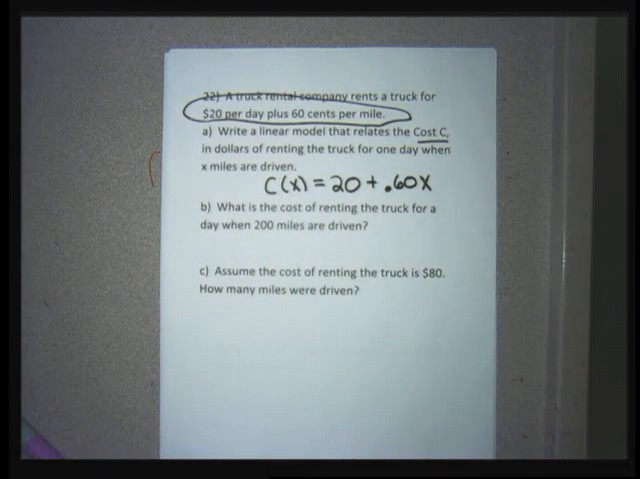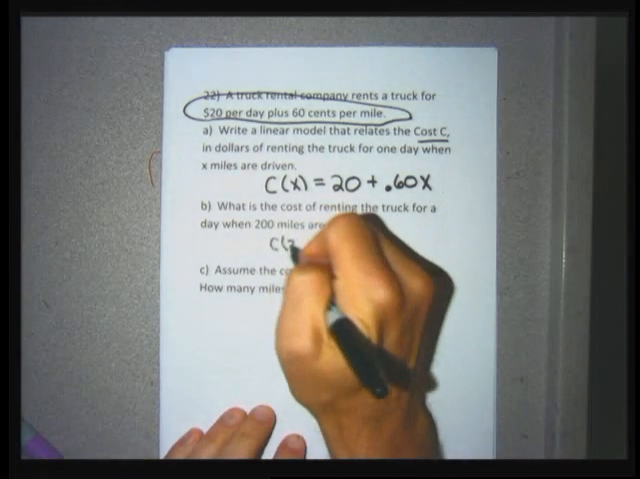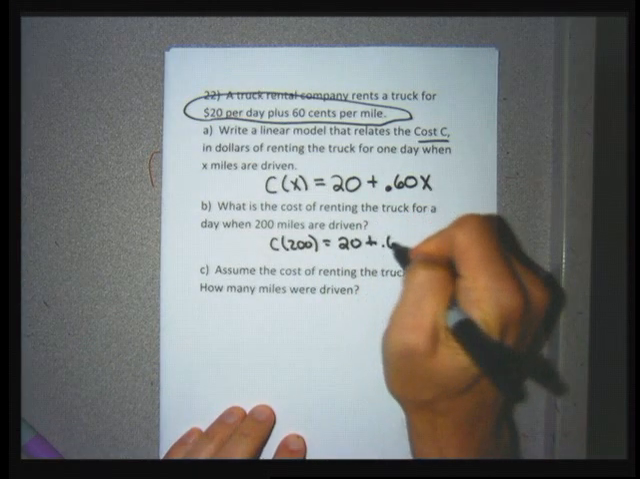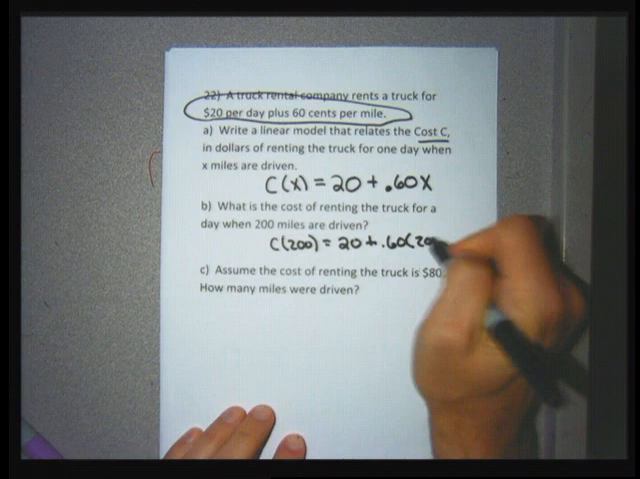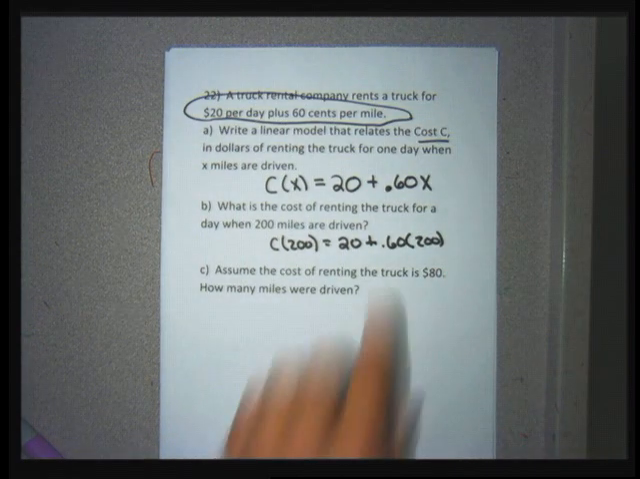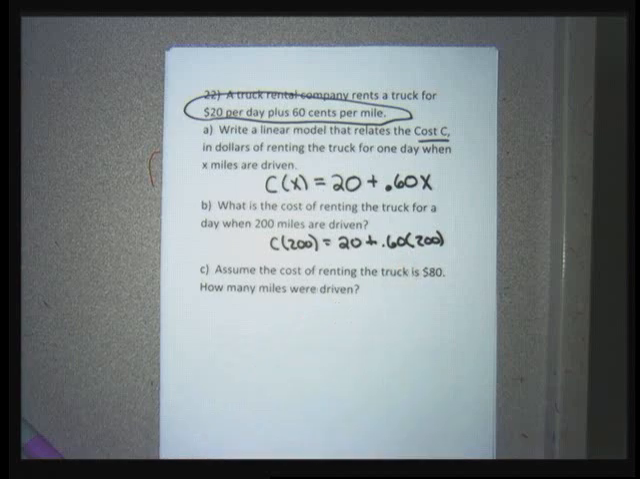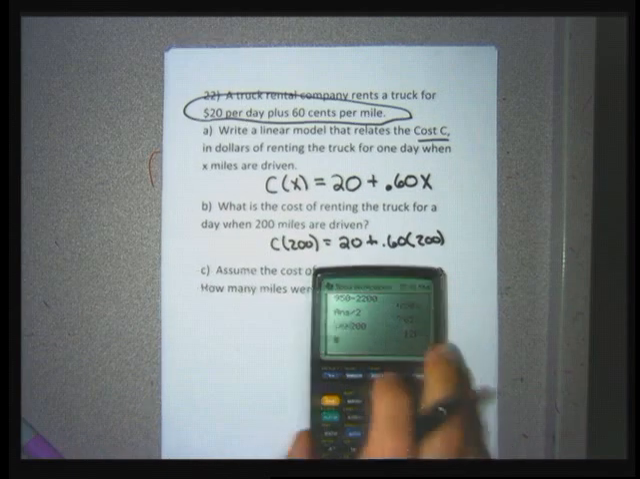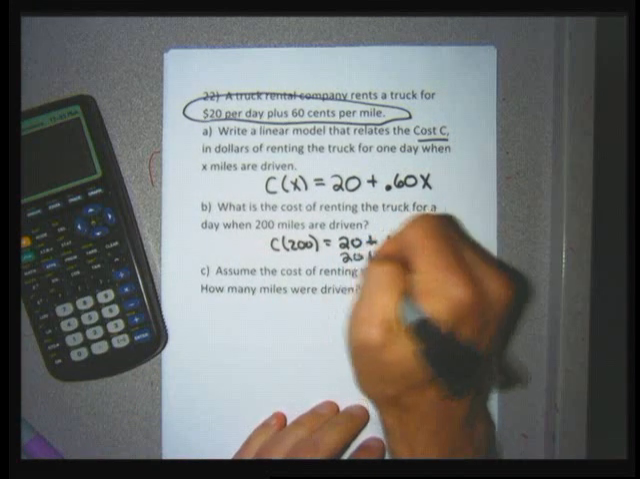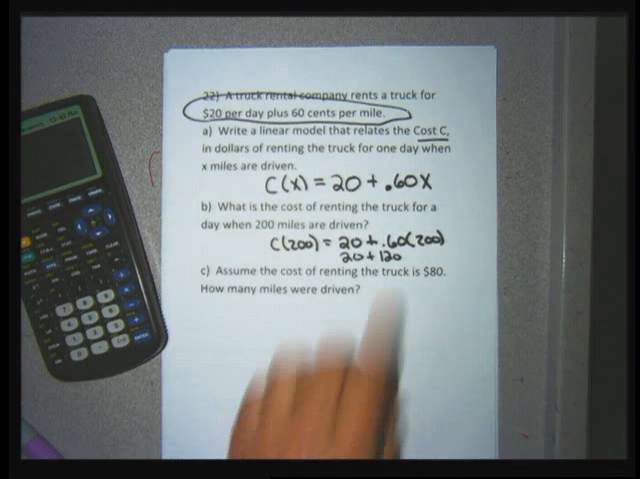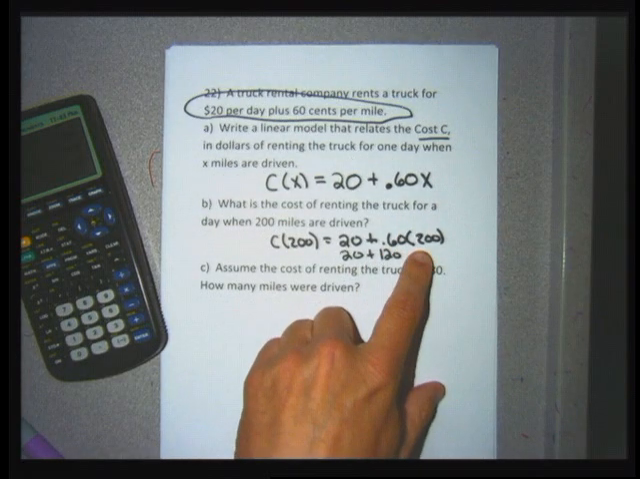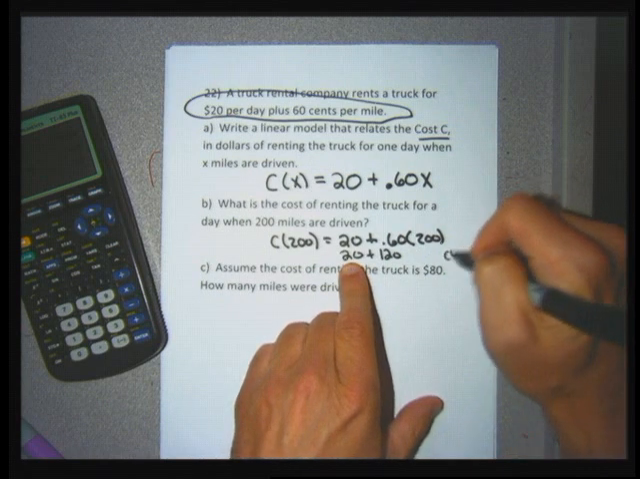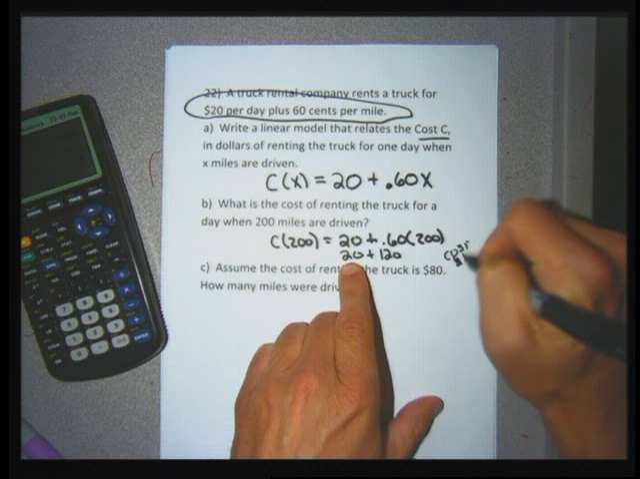Part B says, what's the cost if 200 miles were driven? Because the X's are the miles, the cost for 200 is 20 plus 0.60 times 200. So my mileage is going to be, well, 0.60 times 200. Should be able to do that, but I can't right now. I'm paying $120 for the miles and $20 for the truck. So the cost is going to be $140. My mileage cost is 60 cents a mile times 200 miles or $120 plus the daily charge of $20. So my cost for part B is going to be $140.